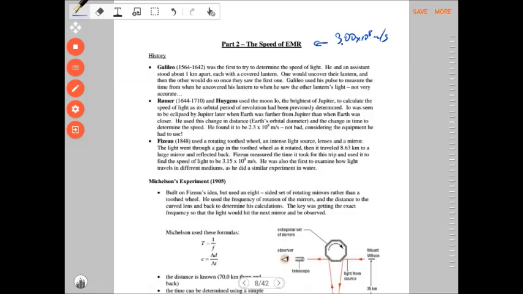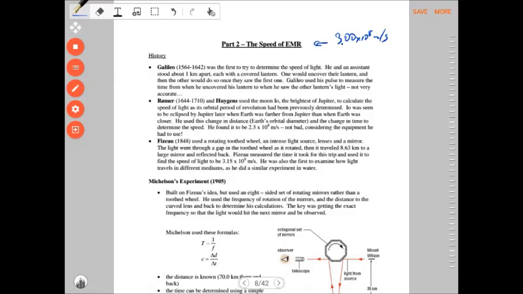Galileo was the first one to try to determine the speed of light. He and an assistant stood about 1 kilometer apart, and each had a covered lantern. One would uncover their lantern, and then the other would do so once they saw the first one. Galileo used his pulse to measure the time from when he uncovered his lantern to when he saw the other lantern's light. Obviously not very accurate. Just bad, but at least they tried.